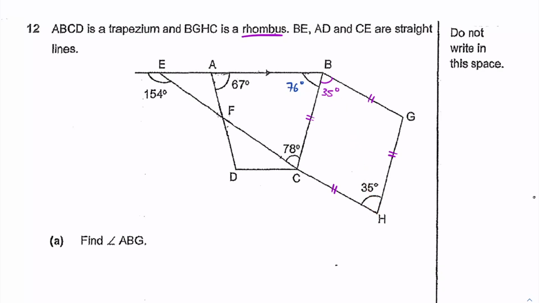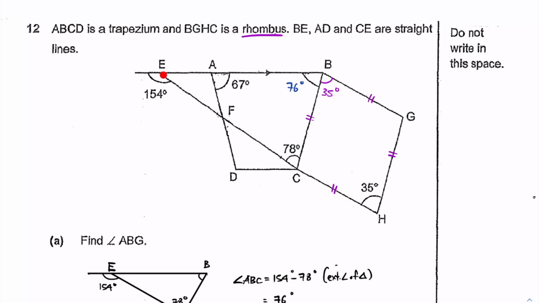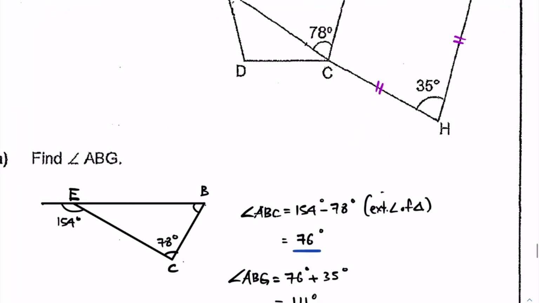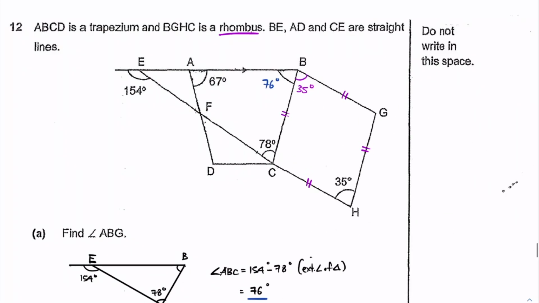Well, ABG, right? The first thing I focus on is triangle EBC, okay? So, if I take a look at 154 here, I can tell with this 78, I can find this angle here, which is the blue angle, 76. So 154 minus 78 gives me 76 here. External angle, exterior angle of triangle. Okay, knowing that this is 76, what's angle ABG? ABG is this, yeah? Which means 76 plus 35 will get me 111 as the answer.